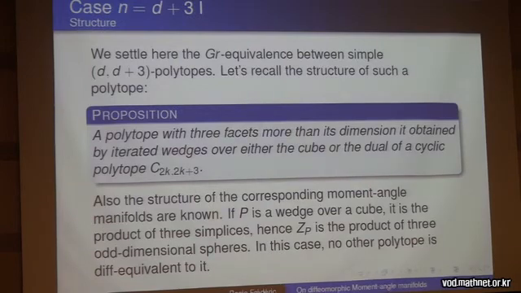They are duals of cyclic polytopes with even dimension 2k and 2k plus 3 facets. The simplest is with k equals 1: you take a two-dimensional polytope with 5 facets, a pentagon. So, if you perform wedges over the pentagon, you get polytopes with n equals d plus 3.